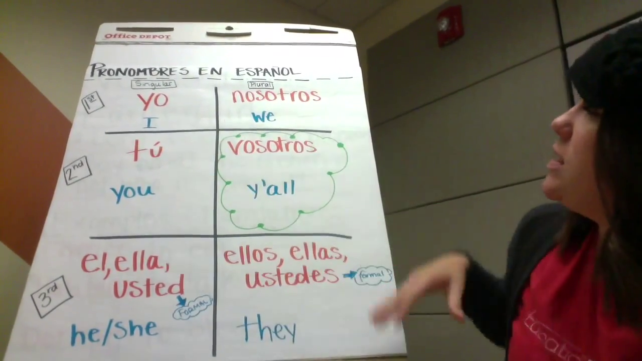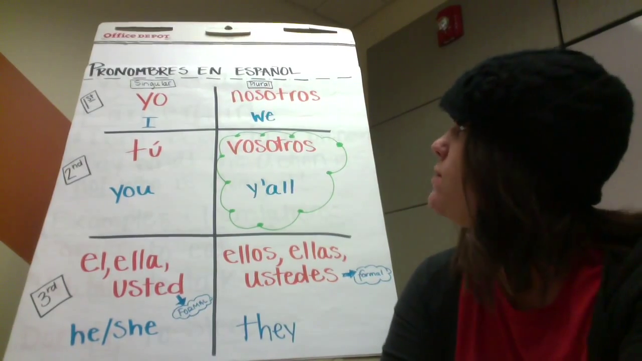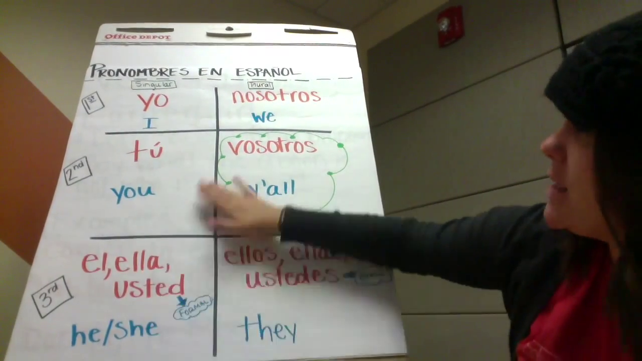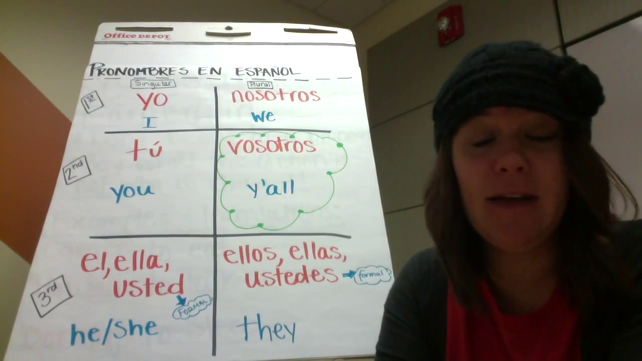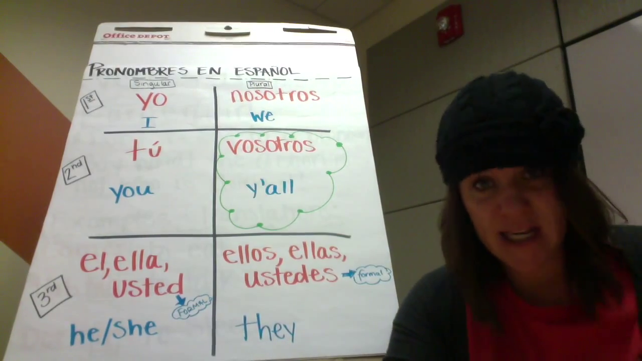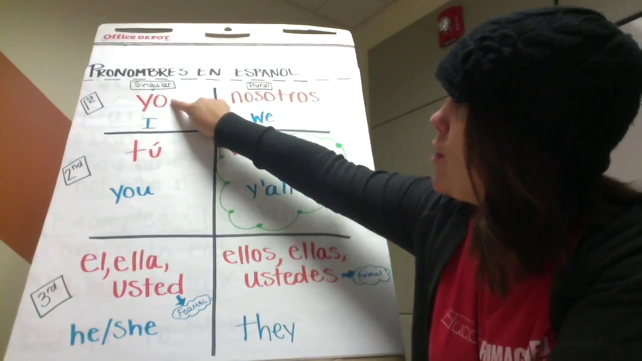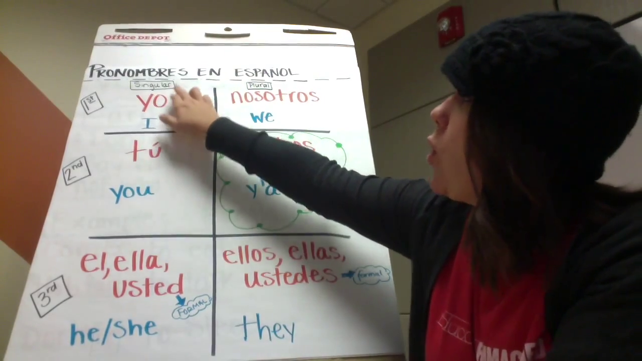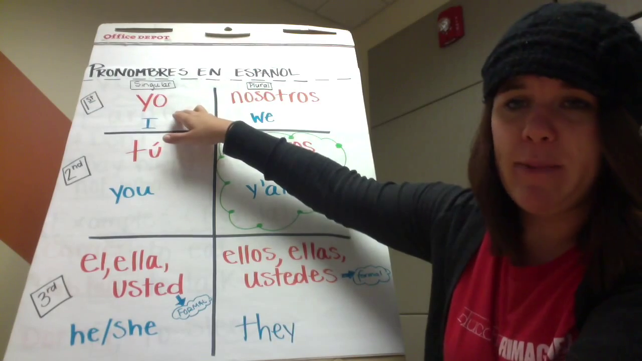Now, everything that you see in red, rojo, es una palabra en español. Y todas las palabras en azul son palabras en inglés, ¿ok? So, pronombres en español y pronombres en inglés. So, aquí tengo yo, un pronombre en español. Yo es singular y first person, primera persona.